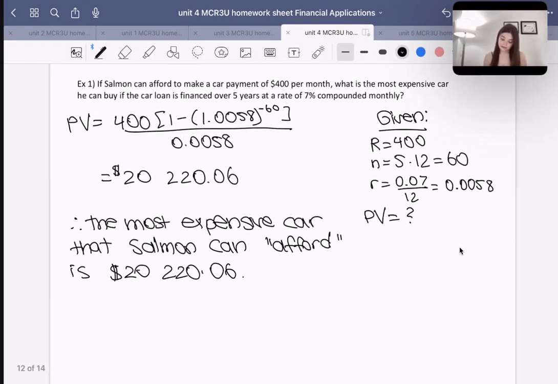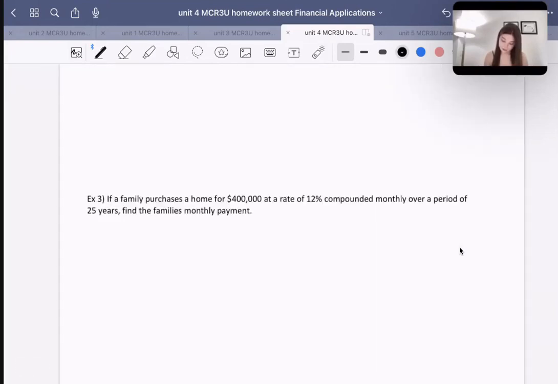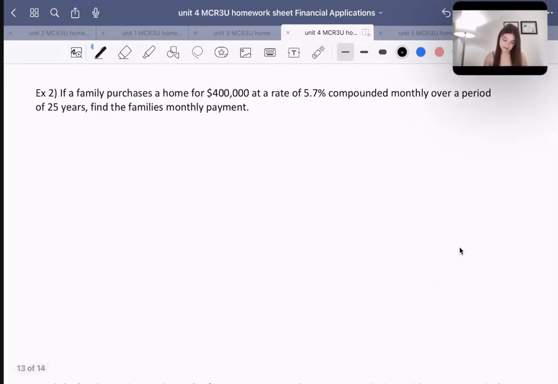All right, so that's that one. Let's try two more, I think. This next one says, if a family purchases a home for $400,000 at a rate of 5.7% compounded monthly over a period of 25 years, find the family's monthly payment. Okay, so this one, I'm surprised they didn't say how much the down payment was, but I'm just going to assume that there is none because they didn't say that there was.